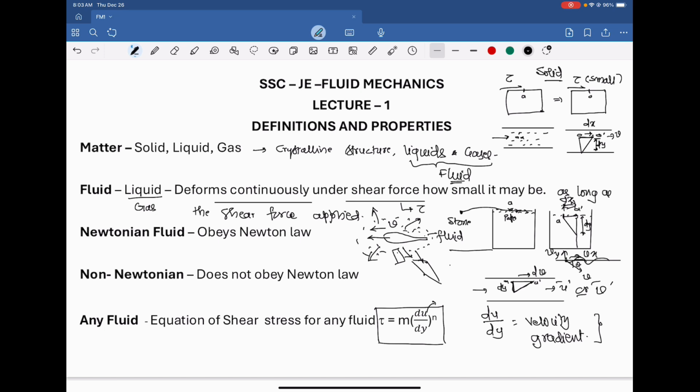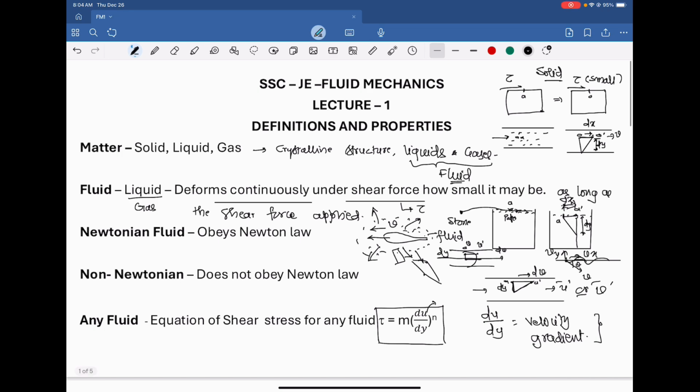For example, in a pipeline, this is the center line velocity and this is the velocity and position A to A dash. This is, you can say, V dash, and at this position the velocity will be maximum, as long as this is the velocity profile, and change in velocity dv, and change in depth, change in velocity divided by change in depth.